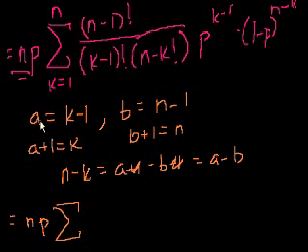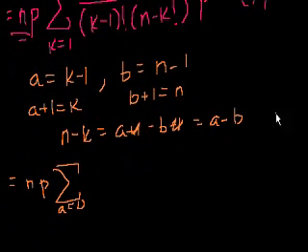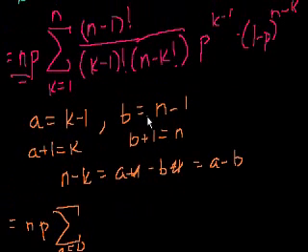When k is equal to 1, what is a equal to? A is equal to 0. So a goes from 0, and now when k is equal to n, what will a be equal to? If k is n, then a is equal to n minus 1, right? So you could have a equal to 0 to a equals n minus 1. But n minus 1 is the same thing as b, right?